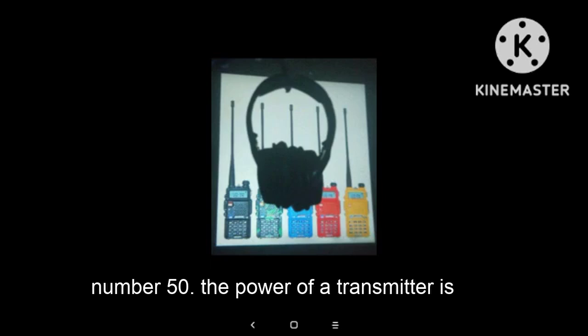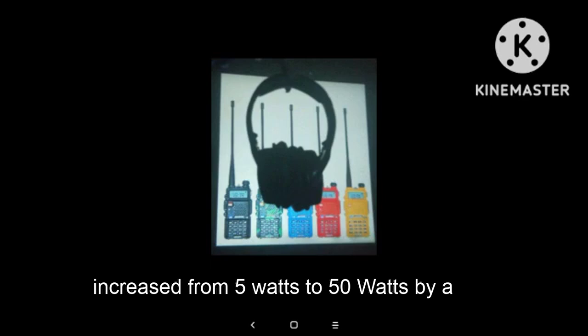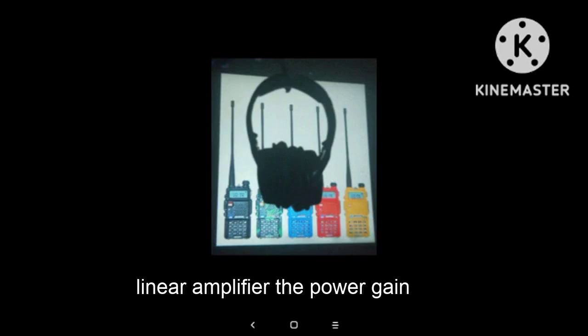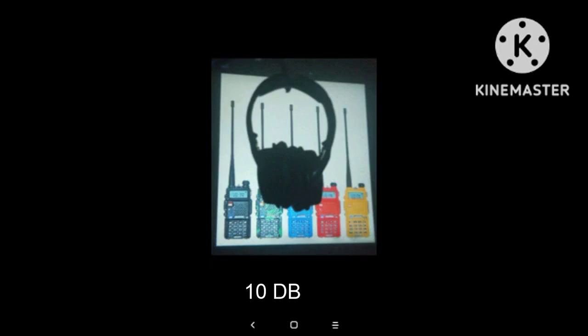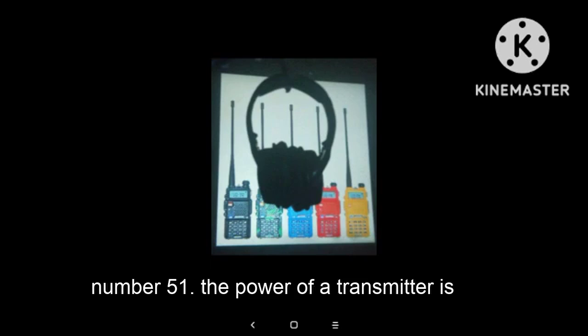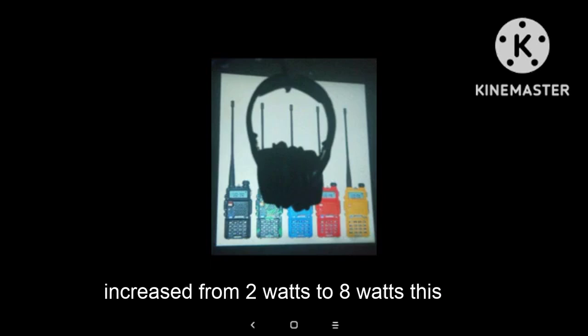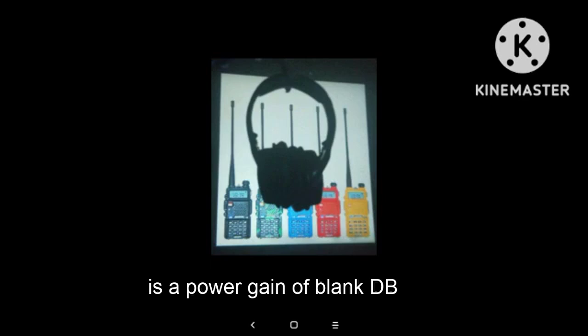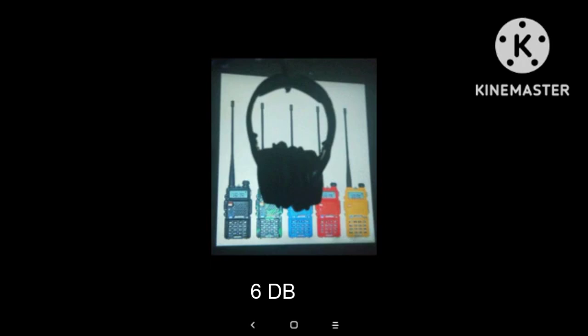Number 50. The power of a transmitter is increased from 5 watts to 50 watts by a linear amplifier. The power gain expressed in dB is 10 dB. Number 51. The power of a transmitter is increased from 2 watts to 8 watts. This is a power gain of blank dB. 6 dB.